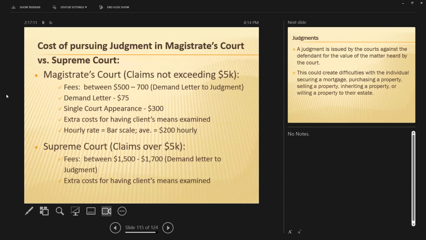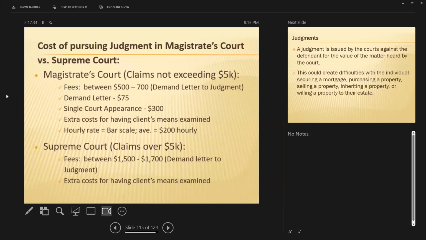Supreme Court claims over $5,000: the fees are between $1,500 and $1,700. That is to deal with a demand letter to judgment, and in some cases you'll have to have an agreement with them. If not, some of them start at $5,000. And of course, there's extra costs for having the client's means examined.